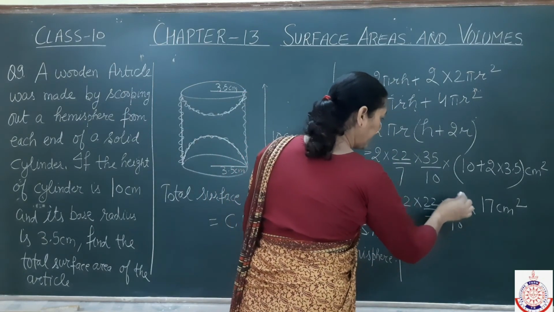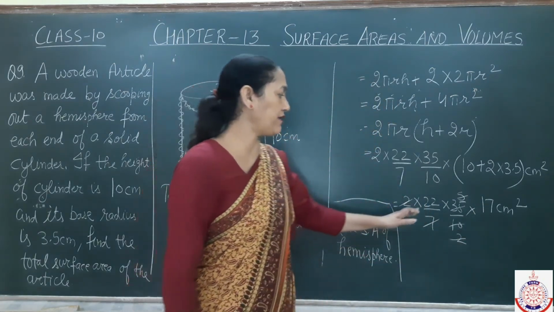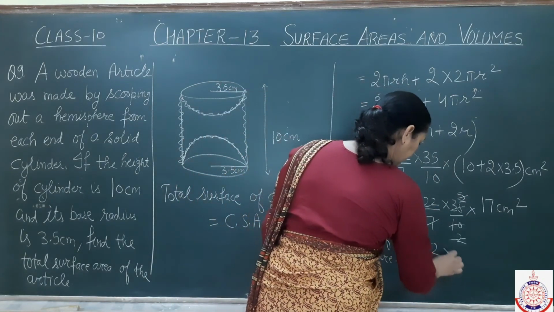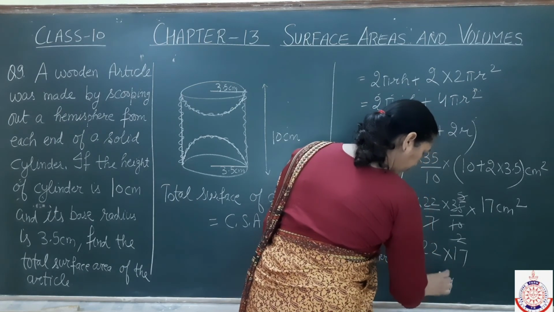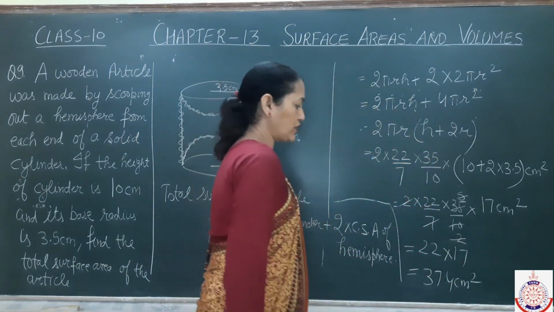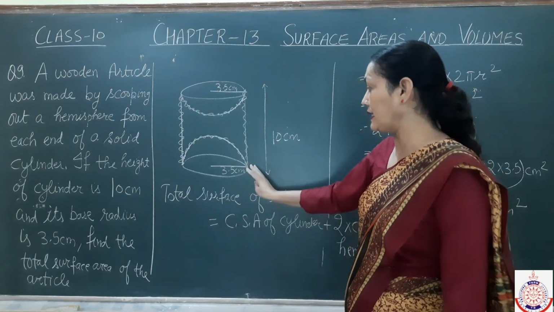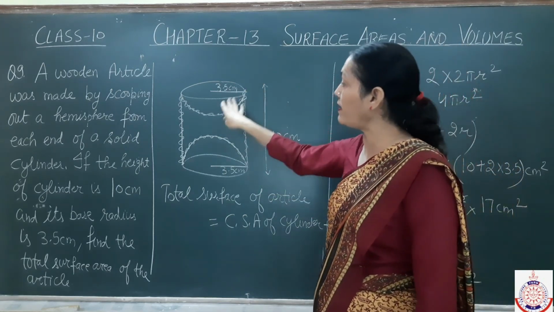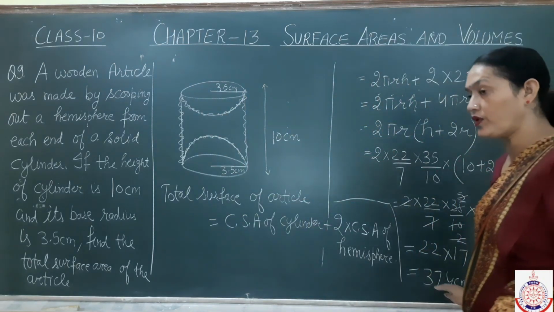Now go for cutting. 7 5s are 35, 5 2s are 10, and 2. So we are left with 22 into 17. 7 2s are 14, 34, and 3, 374. So after calculation we have seen that the total surface area of this article, which is a cylinder from both the ends of which hemispheres are scooped out, comes out to be 374 centimeter square.